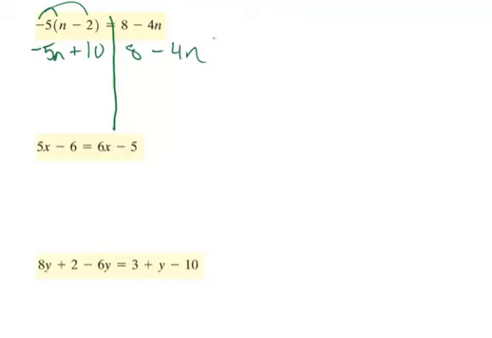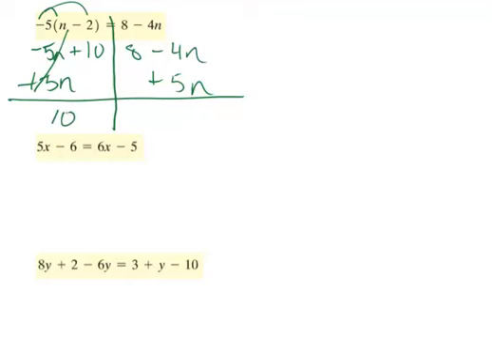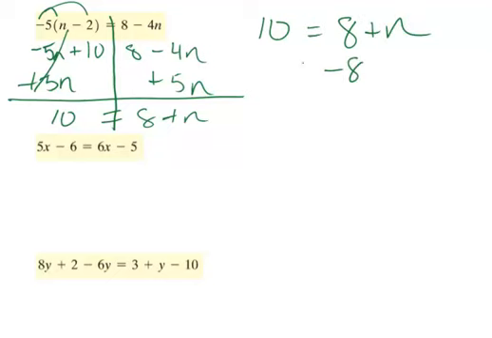Again, I'm going to move my smaller n to my bigger n. So the negative 5 is actually the smaller n. I'm going to add 5n to both sides. These will cancel. That'll leave me with 10 equals 8 plus n. So let me write that again up here: 10 equals 8 plus n. And now if I want to solve for n, I can just subtract 8 on both sides. And that's going to leave me with 2 is equal to n.